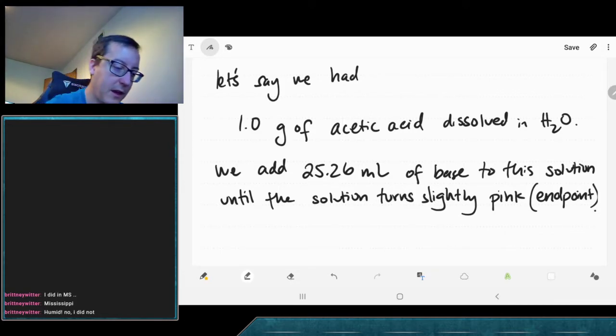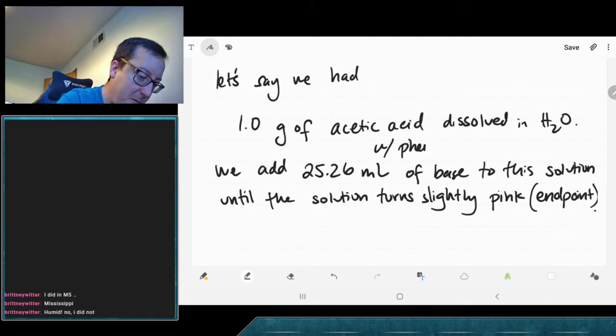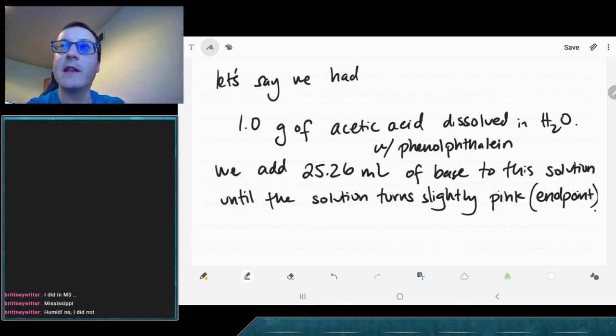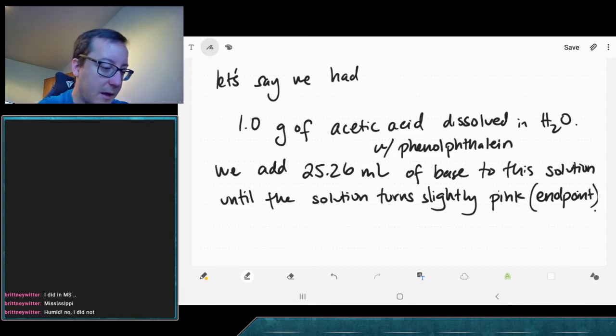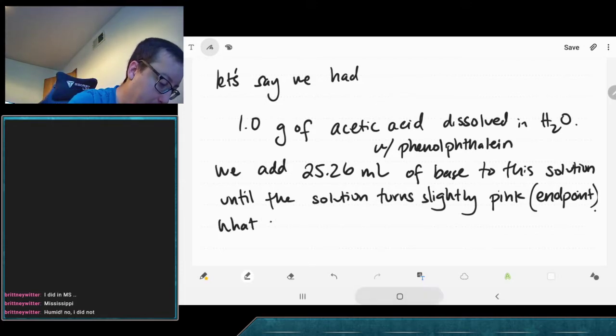Of course, we have this indicator, and the amount of indicator we use is very small. These things are very obvious to us. As soon as it turns pink, it's very obvious, so we just need a drop or two. And these are already pretty dilute solutions anyway. So this is telling us we have a gram of acetic acid, and we've used a certain amount of base to it. And we're going to try and figure out the molarity of the base.